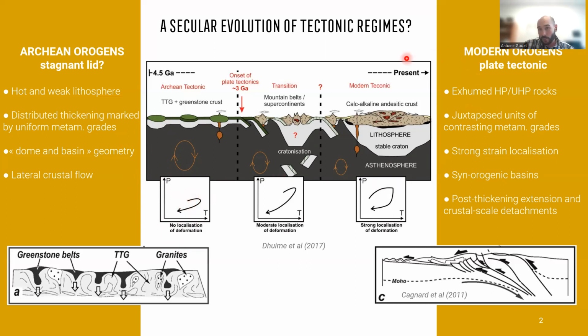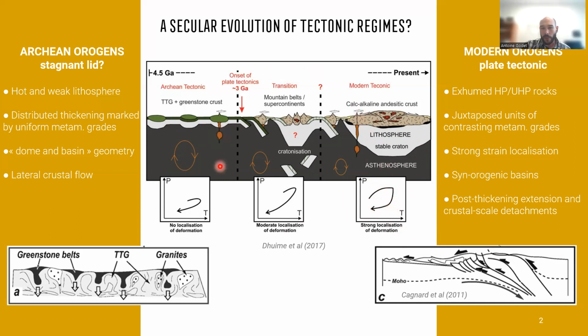By opposition, if we go to what is more modern or actualistic, it is characterized by the presence of high pressure or ultra high pressure rocks that have been exhumed, the juxtaposition of contrasting metamorphic grades, a strong strain localization along crustal to lithospheric thrust faults, and so on. And this could also be reflected with a certain shape and a certain magnitude of the PT path, with, for example, isothermal decompression in that case.